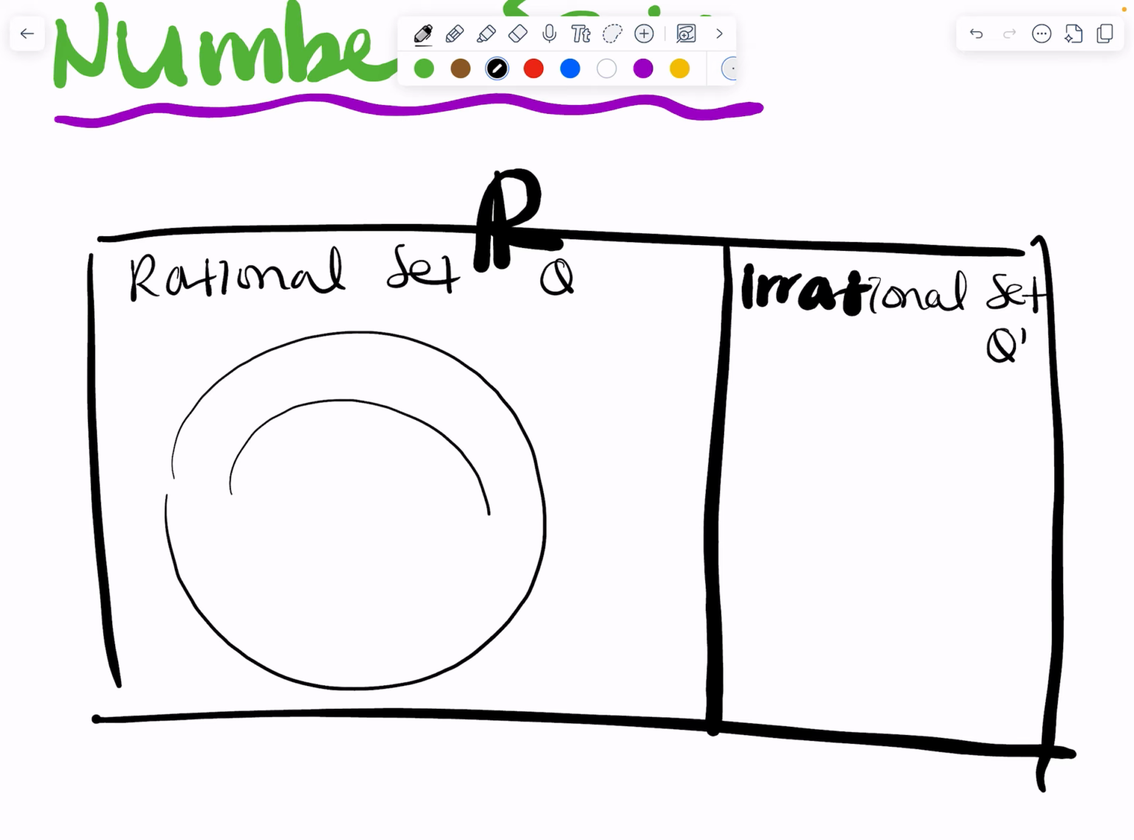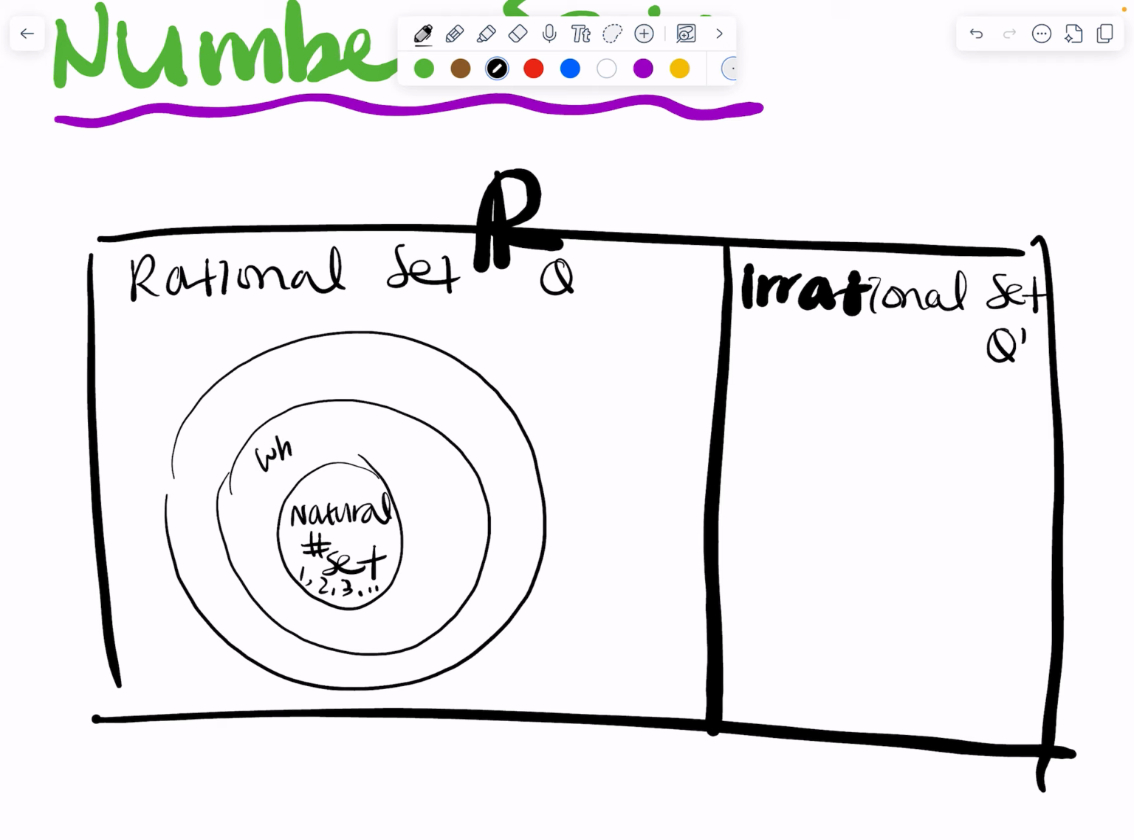And we have three circles: 1, 2, 3. There are three more subsets inside the rational number set. The innermost circle was the natural number set. The examples were 1, 2, 3, and so on. It goes on forever, and we said there is an infinite number of elements inside the natural number set. Then the outer circle was the whole number set.